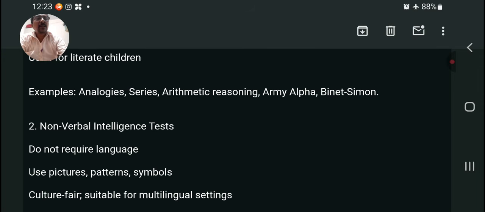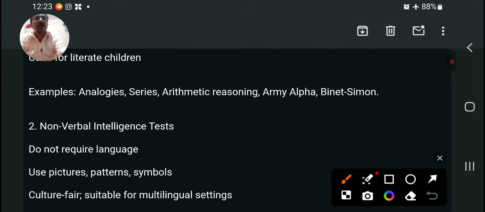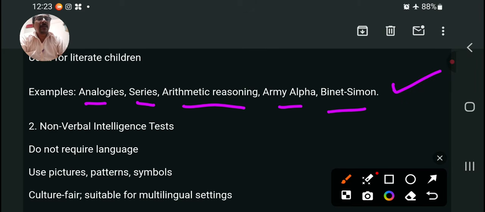Example: verbal analogies, series, arithmetic reasoning, Army Alpha and Binet-Simon. This is very important. The examples of verbal tests are analogies, series, arithmetic reasoning, Army Alpha and Binet-Simon.